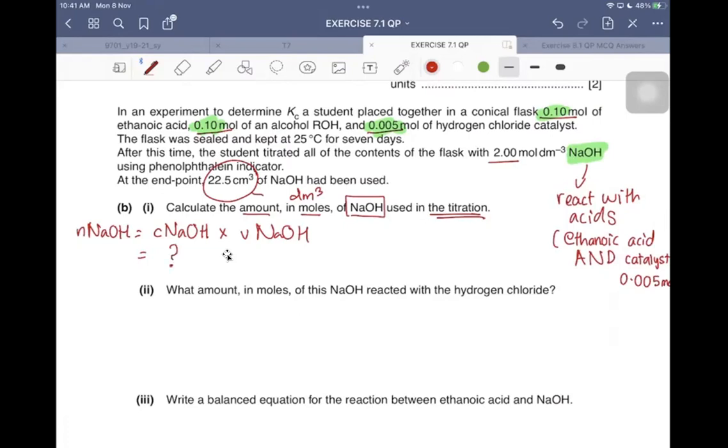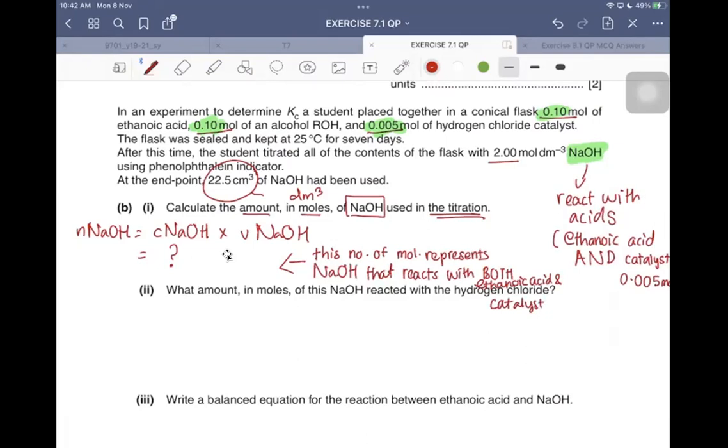Now, this is the number of moles of sodium hydroxide that reacts with both ethanoic acid and catalyst. So this number of mole represents sodium hydroxide that reacts with both ethanoic acid and catalyst.